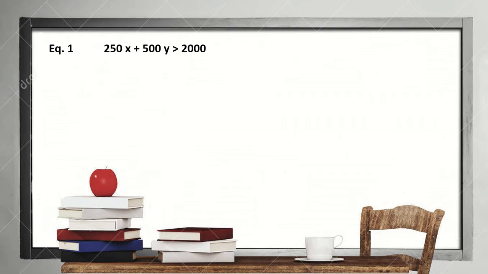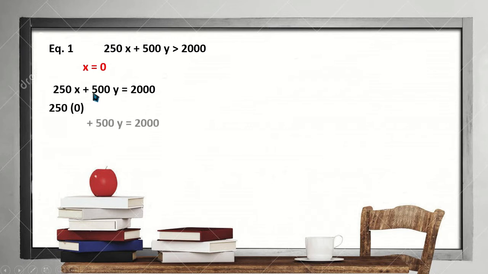Okay, so kunin muna natin yung x and y intercept para magkaroon tayo ng graph mamaya. Okay, so gagamitin natin si x is equal to 0 muna. And then yung inequality natin, gagawin muna natin siyang equation. Papalitan natin siya ng equal sign. Okay, so eto, 250, palitan natin to ng 0. So we have 250 times 0. And then copyhin natin yung the rest. So 250 times 0, that is equal to 0. So ang matitira na lang is 500y is equal to 2,000.